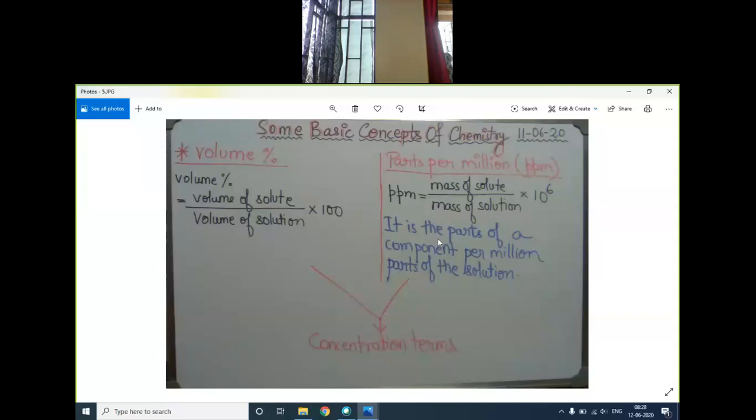Okay, we know solution contains many components. If we have to calculate part of a component, how we are going to calculate? It will be calculated as mass of solute, mass of solution into 10 to the power 6. If we are converting into parts per million, we have to multiply this 10 to the power 6. Okay. So these are the two more concentration terms which are not there in your book, but we must know.